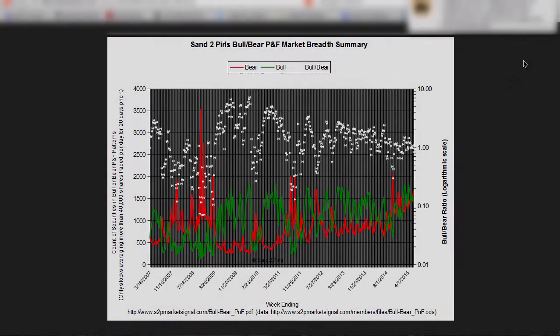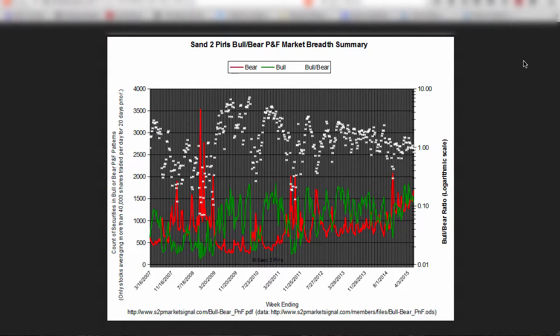Market breadth. With this past week's market decline, our bull-bear point and figure ratio fell from 0.83 to 0.77, declining further into bearish territory. The total count of securities in bullish or bearish patterns rose 1% to 3,116. The count of bearish stocks increased 5%, while the count of stocks in bullish patterns decreased 3%.